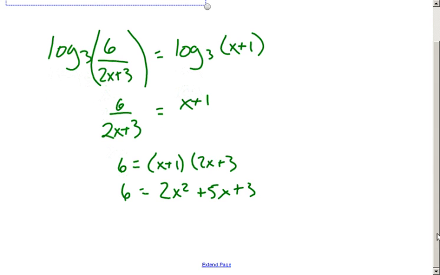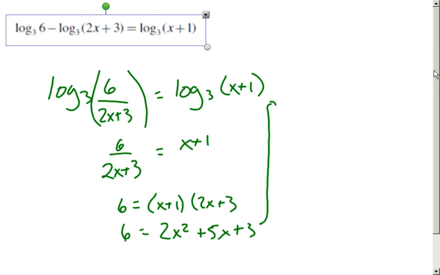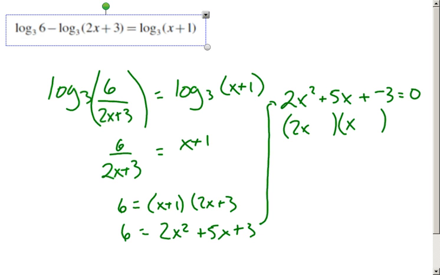Move it all into one side. Solve it however you want. Quadratic formula, factoring, whatever. So 2x squared plus 5x minus 3 equals 0. So we know one of them would be 2x if this is factorable. Another one would have x, and you'd have minus 3. Which would mean that if I had minus 1 and plus 3 here, the middle terms are negative 1x and 6x, so that'll work. So x is going to equal 1/2, or x is going to equal negative 3.